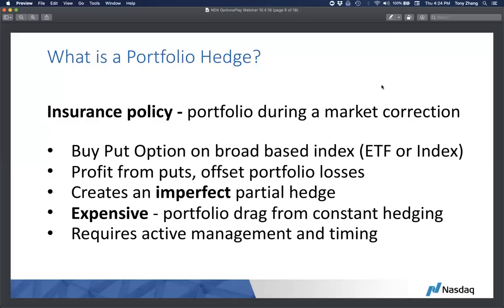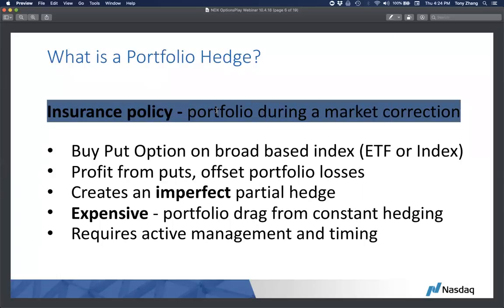It's basically trying to protect your portfolio, but how do you actually do that? The best way to think about a portfolio hedge is almost like an insurance policy. You buy insurance to protect you from some kind of downside in the future, and a portfolio hedge does similar things. It protects your portfolio during a market correction. The goal here is to simply protect your portfolio if the market was to sell off.